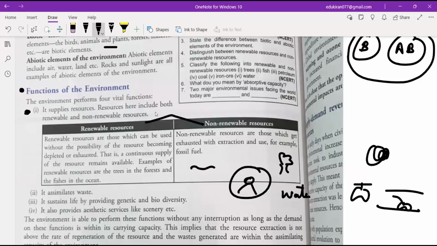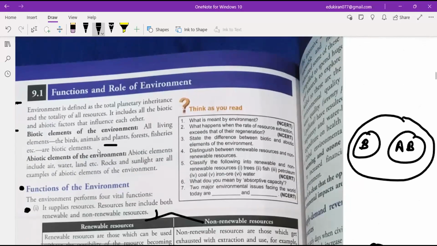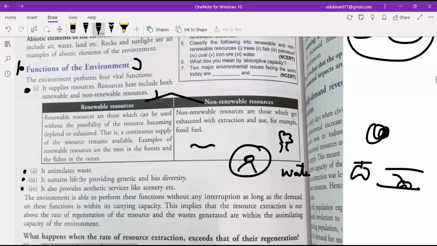First function you will write till here, then the second function, then the third and the fourth functions. Clear? First you will write functions and role of environment. First write the meaning of environment. So environment is this: biotic element, one or two examples, abiotic, one or two examples. Then the second heading would be functions of environment. Then first function, second function, third and fourth.